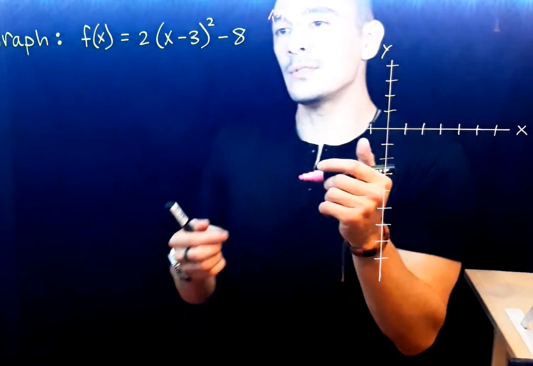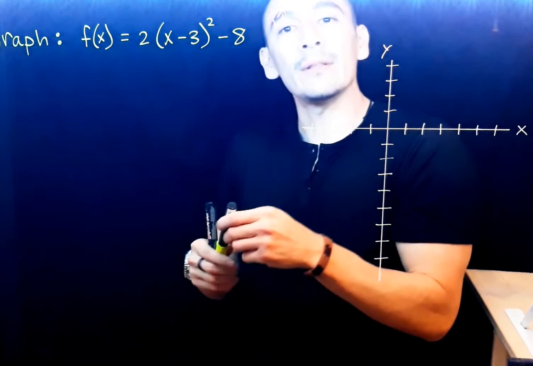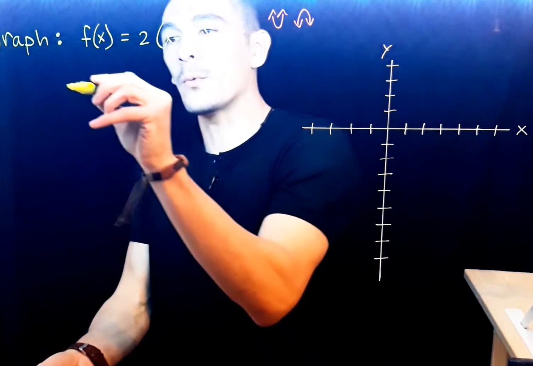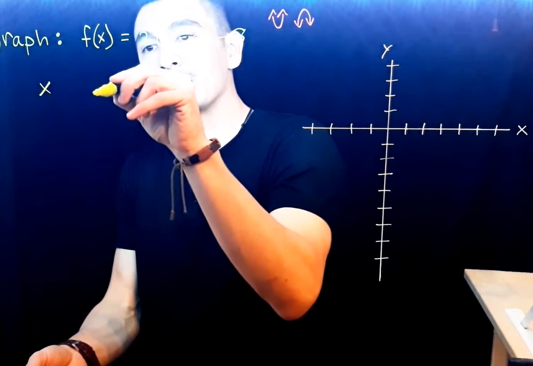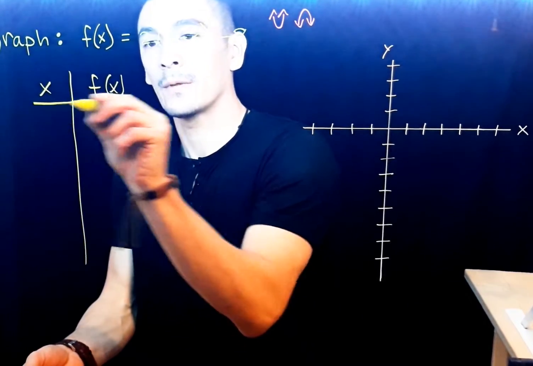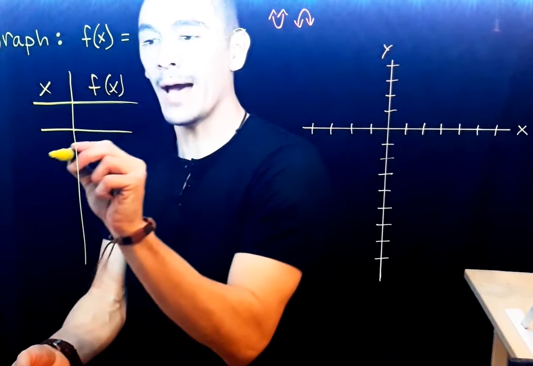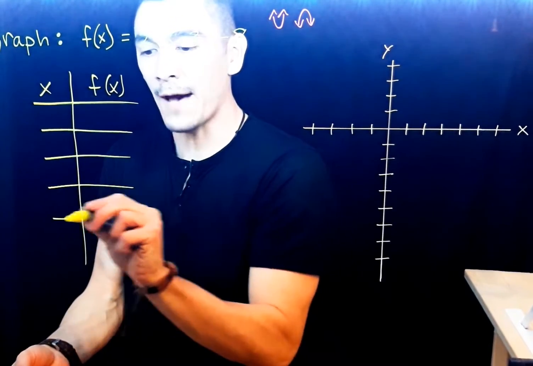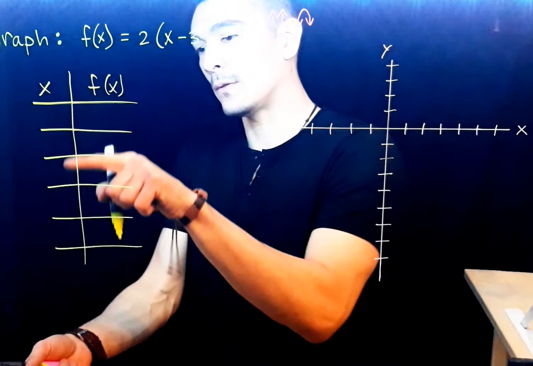So what we tell students to do is to open up a table of values. You can call it x, y, but in this case, I suppose we should call it x comma f of x. Open up a table, and perhaps we can create 5 points. 1, 2, 3, 4, 5.